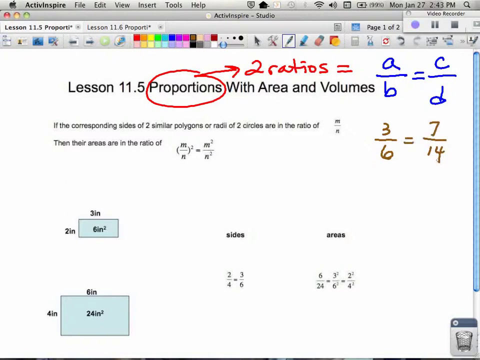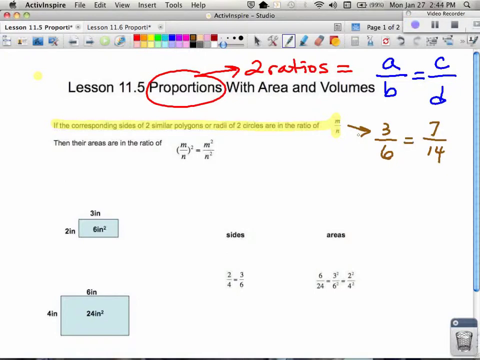over 14. So when you have two fractions that are equal to each other, the fractions themselves are called ratios, but when you set them equal to each other, that's called a proportion. Now, the interesting thing is, when you look at corresponding sides of two similar polygons, they always have a ratio of m over n, which means a length, like 3 and 6, for example. So this is talking about what you see right here, 3 and 6.